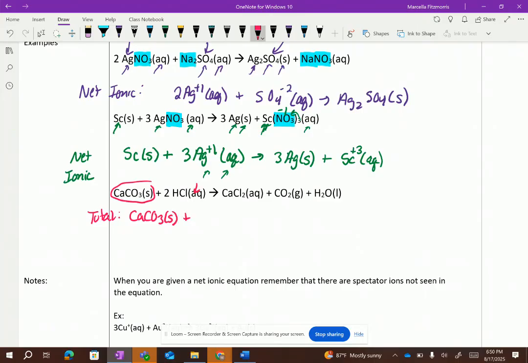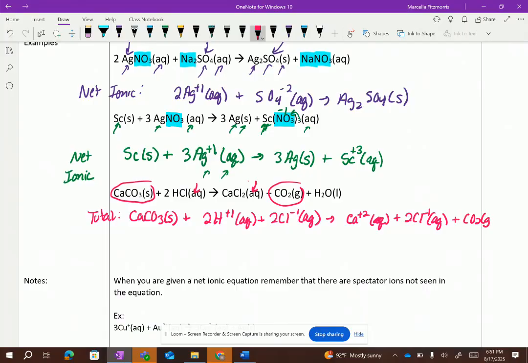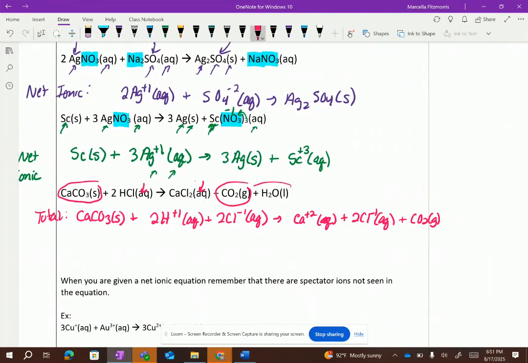This is aqueous, so I'm going to break it apart to the 2 H+1s that are aqueous and 2 Cl-1s that are aqueous. This is aqueous, I'm going to break it apart: Ca+2 that's aqueous and 2 Cl-1s that are aqueous. This is not aqueous, I will not break it apart. CO2 gas. This is not aqueous, I'm not breaking it apart.